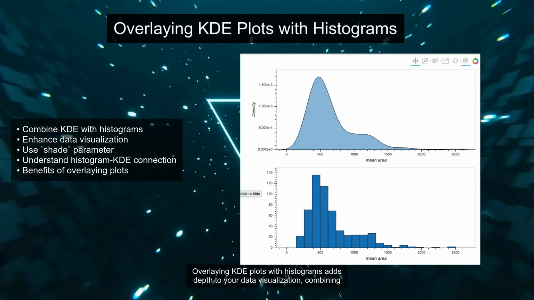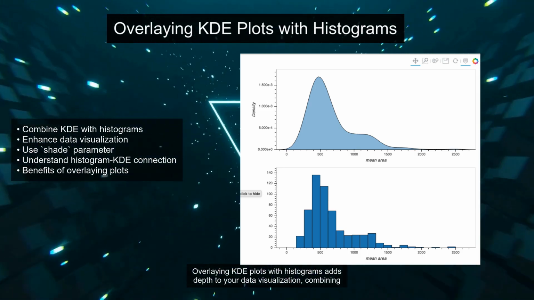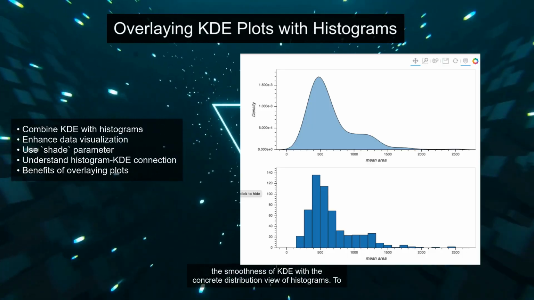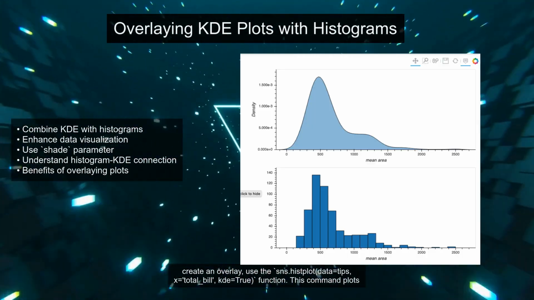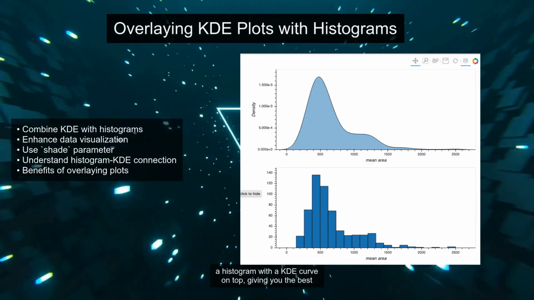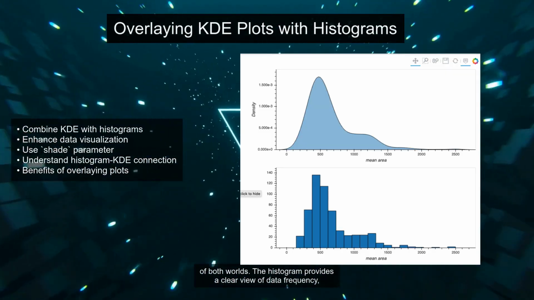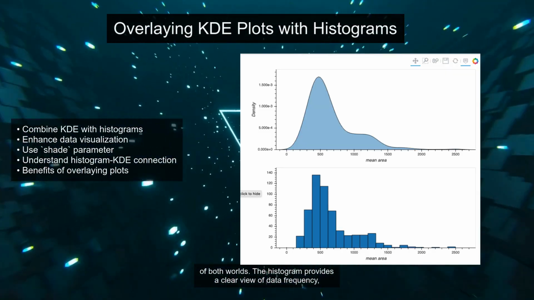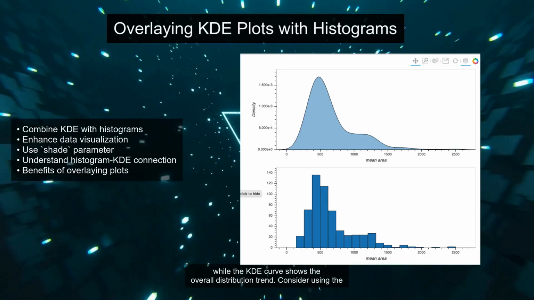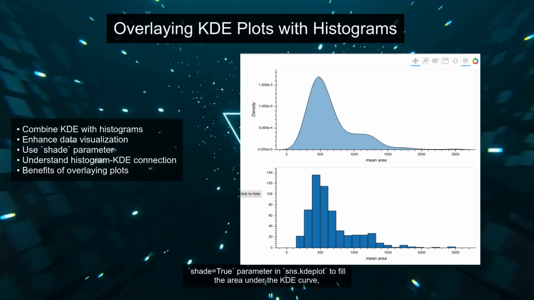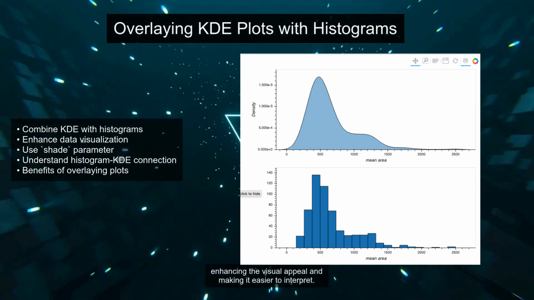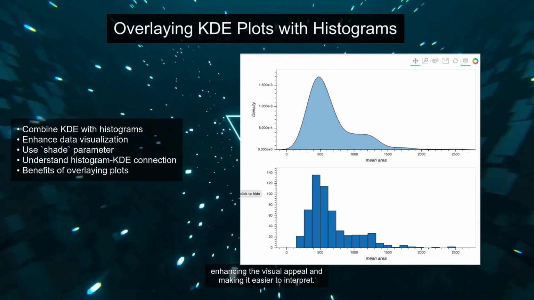Overlaying KDE plots with histograms adds depth to your data visualization, combining the smoothness of KDE with the concrete distribution view of histograms. To create an overlay, use the sns.histplot(data=tips, x='total_bill', kde=True) function. This command plots a histogram with a KDE curve on top, giving you the best of both worlds. The histogram provides a clear view of data frequency, while the KDE curve shows the overall distribution trend. Consider using the shade=True parameter in sns.kdeplot to fill the area under the KDE curve, enhancing the visual appeal and making it easier to interpret.